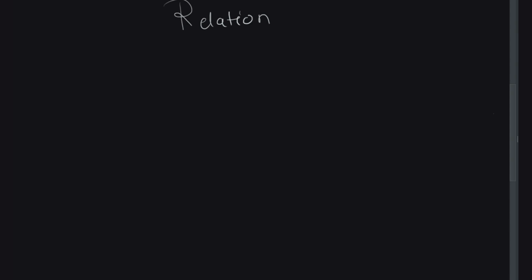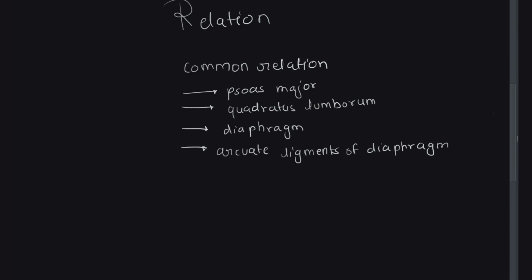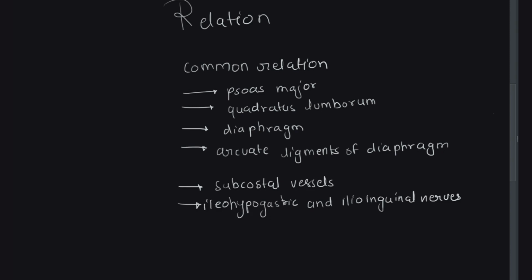But first, let us look at the common relations for both of these structures. The common relations include the psoas major, quadratus lumborum, diaphragm, and the arcuate ligaments of the diaphragm. Then we have the subcostal vessels, the iliohypogastric and the ilioinguinal nerves. And lastly, we have the ribs, namely the 11th and the 12th ribs, and the costodiaphragmatic recesses.